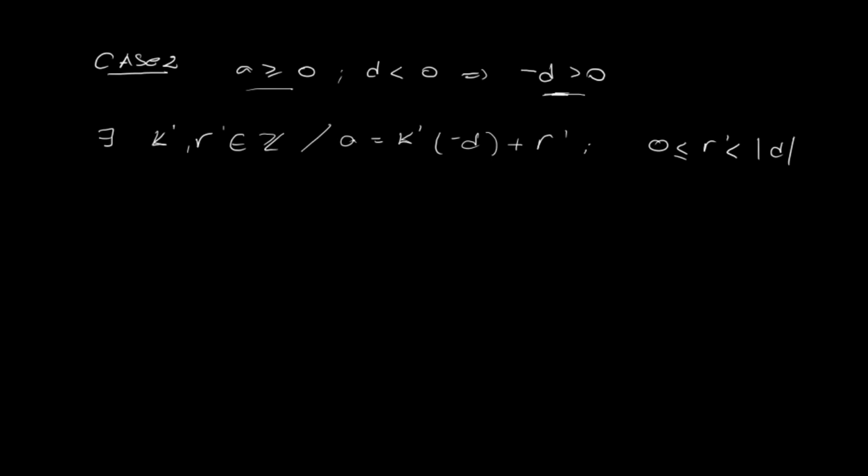And directly from this, what we get is that A equals minus k prime times d plus r prime. And all we have to do to prove our theorem is take k equals minus k prime and r equals r prime, and we get what we wanted. That's that A can be written as k times d plus r.